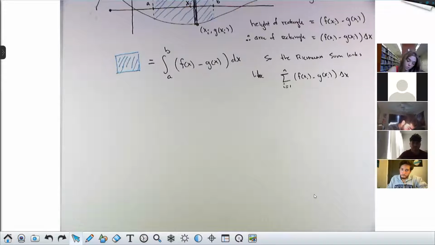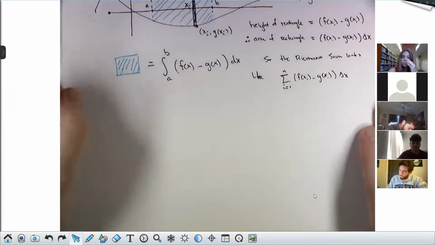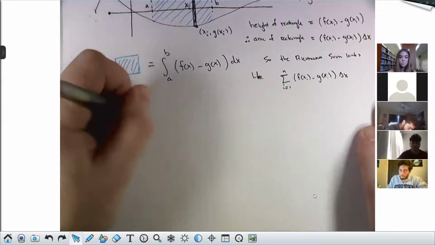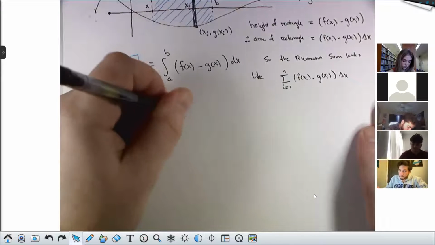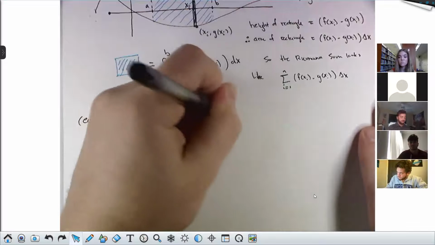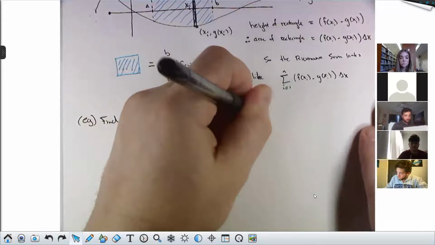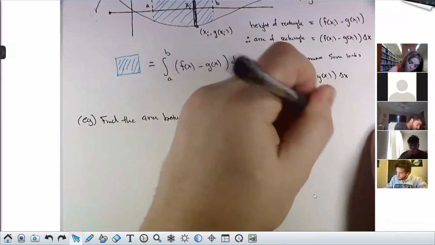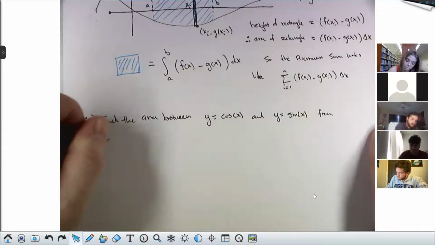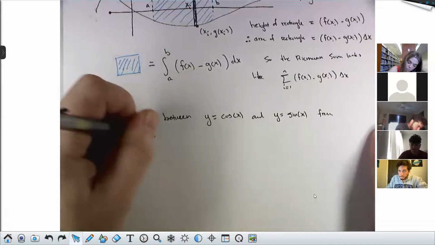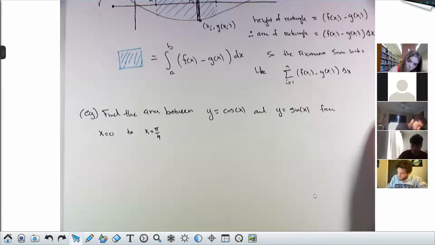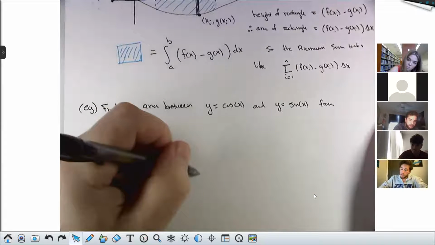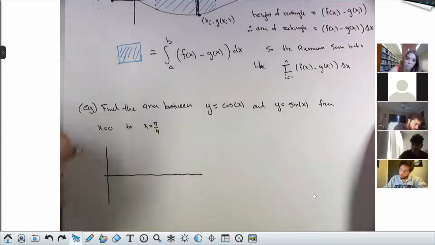Let's begin by finding the area between y equals cos x and y equals sine x from x equals 0 to x equals, we'll go out to just pi over 4 first. Now I'm hoping that you guys know what sine and cosine look like, hoping quite intensely.